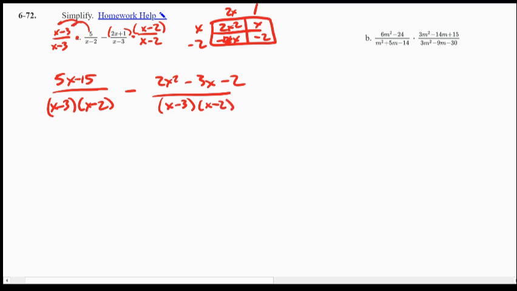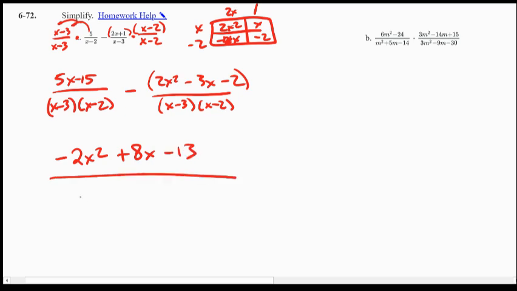So now I can just subtract across, right? So in this case here, what I should end up getting is negative 2x squared, and then 5x minus a negative 3x is plus 8x. Negative 15 minus a negative 2 would be negative 13 over x minus 3 times x minus 2.